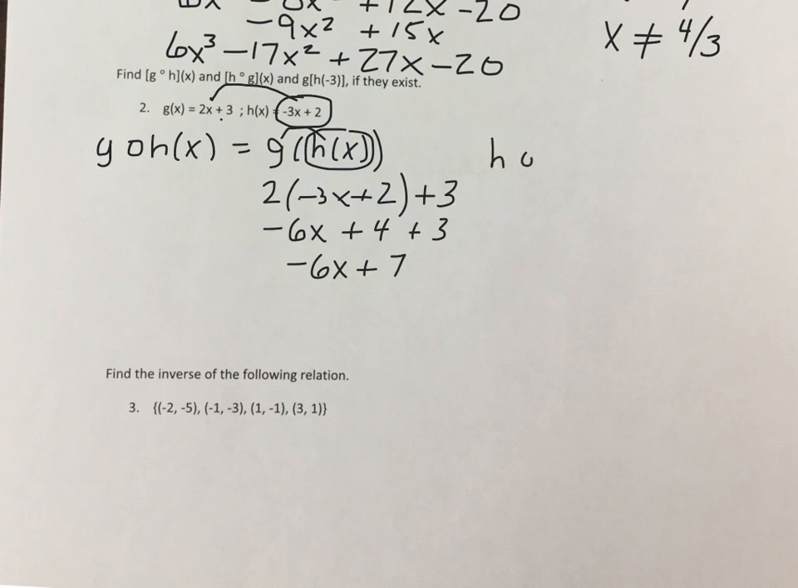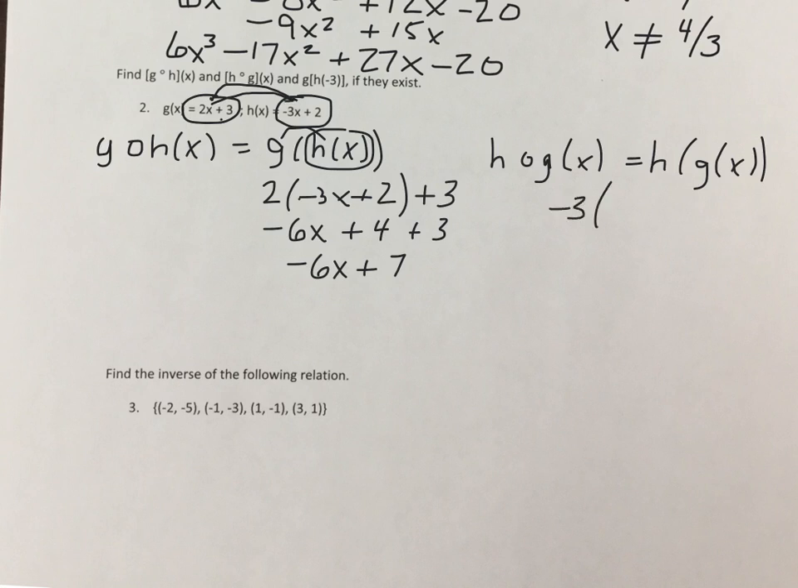Then doing it the other way, so h of g of x, which also can be written like this, means we're going to put g of x into h of x. So it'd be negative 3 times 2x plus 3, plus 2. Distribute, so it'd be a negative 6x minus 9 plus 2. So a negative 6x minus 7.